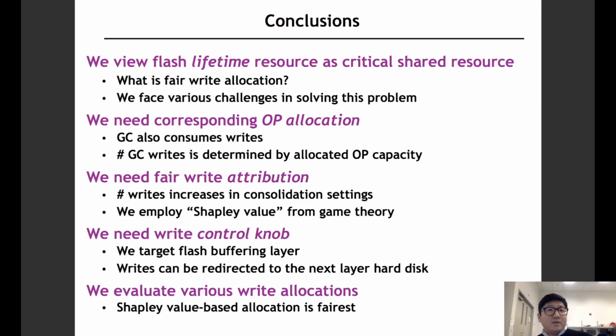Finally, we need a write control knob. So we target the flash buffering layer, and writes that are rejected from flash can be redirected to the next layer, hard disk. We evaluate various fair-looking write allocations and confirm that Shapley value-based allocation is the fairest.